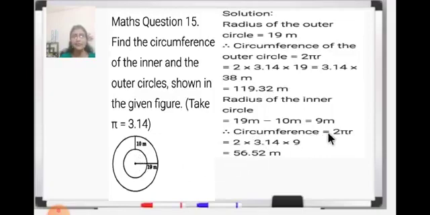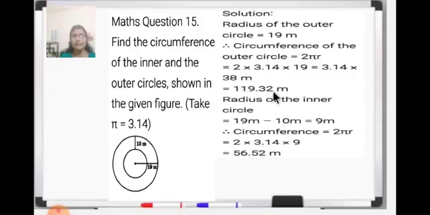So circumference will be, again we'll use the same formula, 2 pi r. Now here we'll write is equal to 2, in place of pi we'll write 3.14. Now radius of inner circle will be 9. And then you're going to multiply this, 9 2s are 18, and 18 into 3.14 you will multiply, you will get 56.52 meter. So we got two answers.